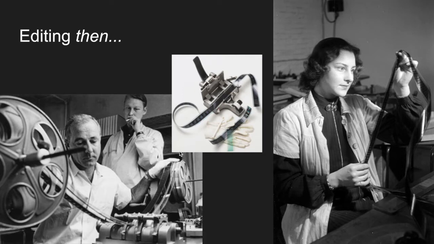Editors would have to literally cut. This is a tiny example of this. They would have to look through all of these rolls of celluloid at each frame and so forth, and they would physically have to cut the strip of film and then splice it together with another strip of film to move on to the next shot. Okay, and that was kind of the technical aspect of what editors had to do.